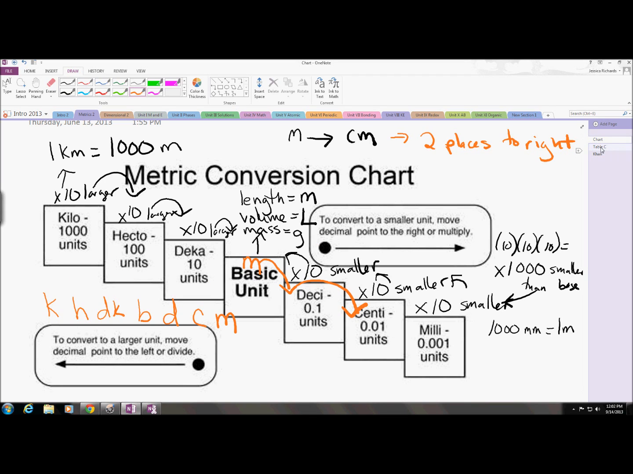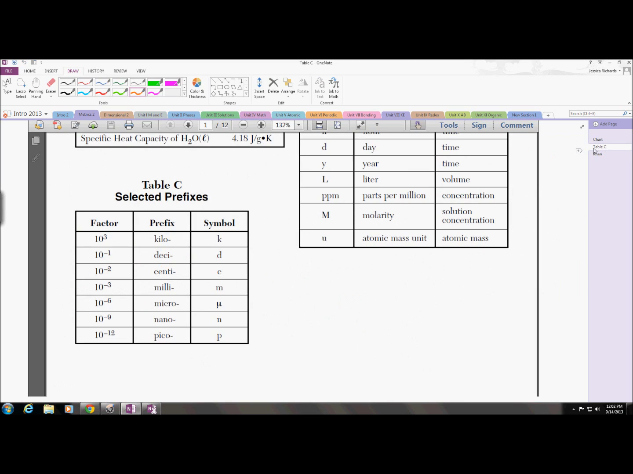On your reference table, if you find your reference table and look at the front cover, Table C also has a set of the prefixes, and they don't have all of them, so notice that they're not all here. Kilo is here, and they have kilo as 10 to the third. So 10 to the third means 10 times 10 times 10, or 1,000. So a kilometer is 1,000 times larger than your base unit. Deci, you'll see it listed as 10 to the negative first.